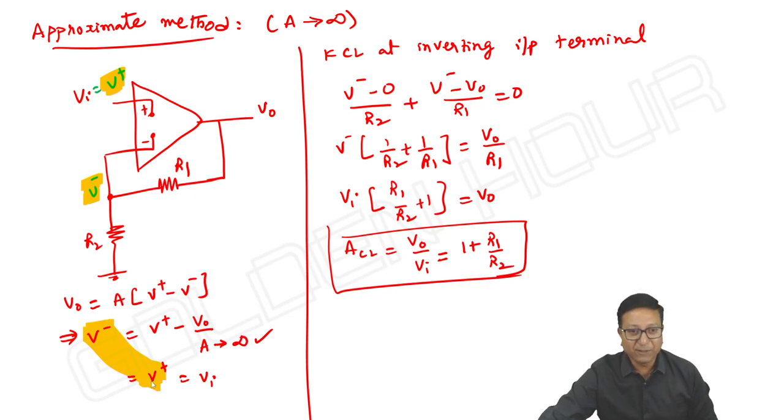Here we can observe the concept of virtual short. Anyway, I will write the definition later. And one more thing, this virtual short, as I said, is conditional. It is not valid in two cases. When it is not valid means if A is not tending towards infinity, then V output by A cannot be taken as 0, meaning V minus cannot be equal to V plus. So if A is a finite value, that time you have to use the exact method. So there are two places where the virtual short fails, case 1.